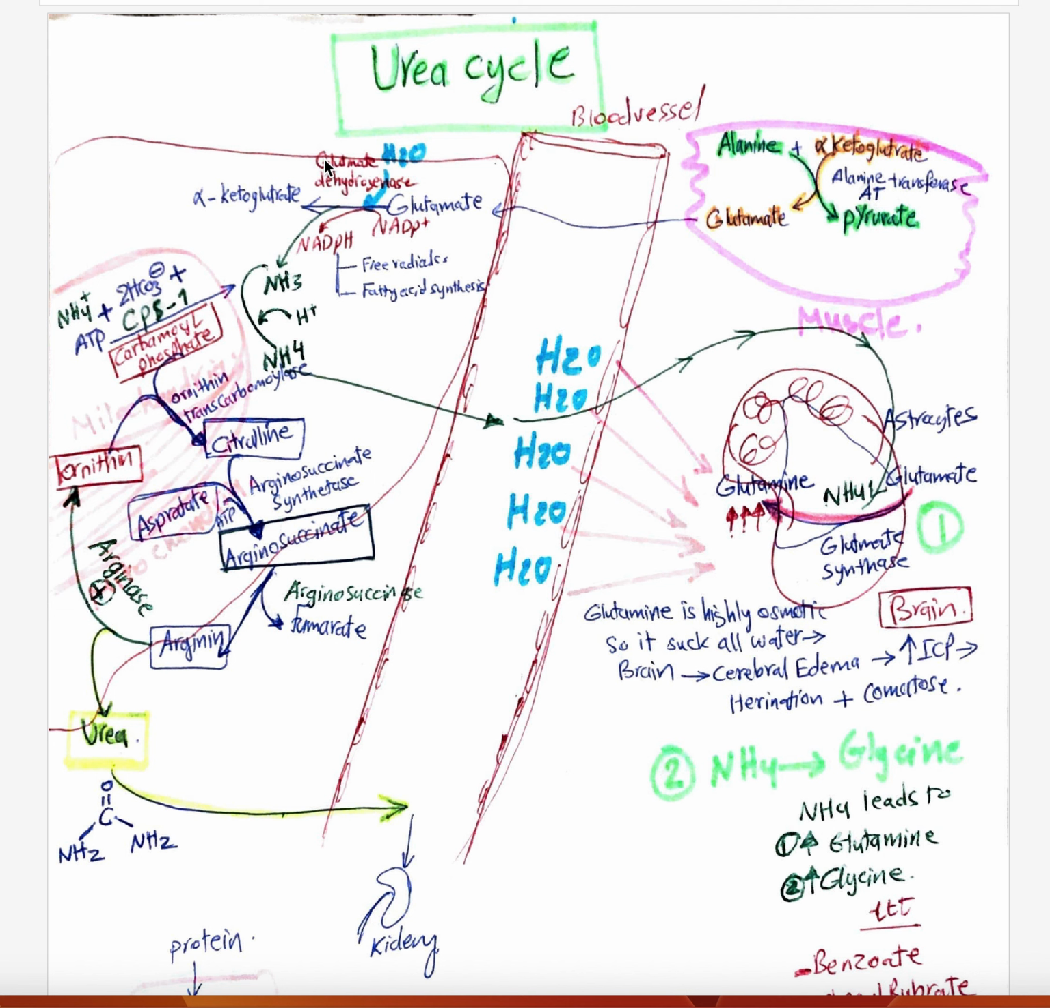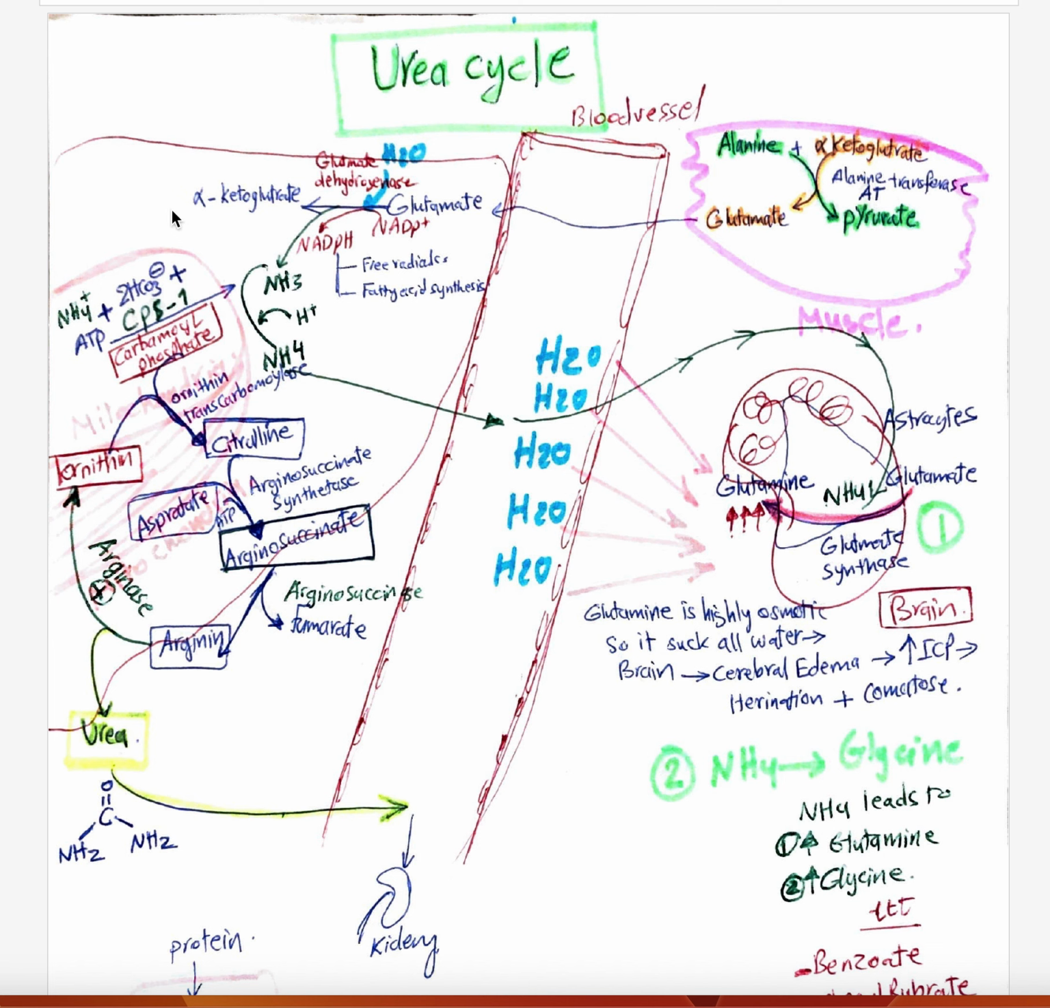dehydrogenase, and it turns into glutamate. The glutamate itself also traps another ammonium group with ATP, and that is turned into glutamine, which is excreted in the kidney. This reaction is very, very helpful to get rid of the ammonia group in our bodies.